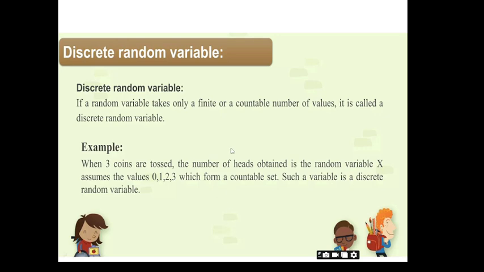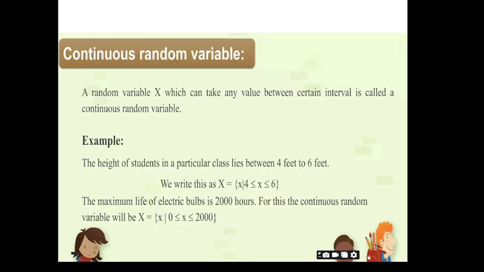Discrete random variable means it takes only a finite or countable number of values. For example, when three coins are tossed together, the number of heads obtained is the random variable X, which takes the values 0, 1, 2, 3, which is a finite set, of course. Such a variable is a discrete random variable.